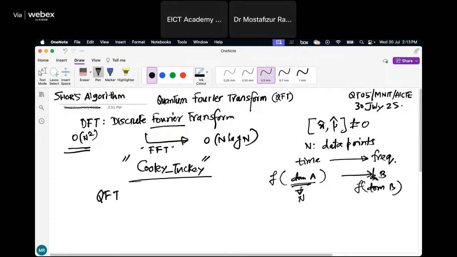I believe that those of you who are not from the engineering side can have a look at what FFT is on Google. You can Google it and see a little bit.